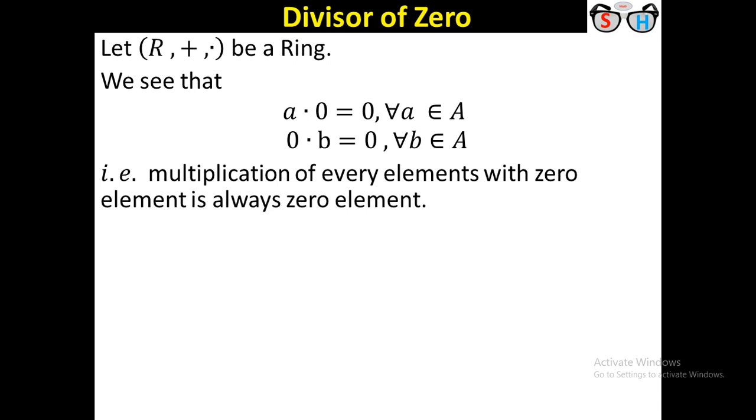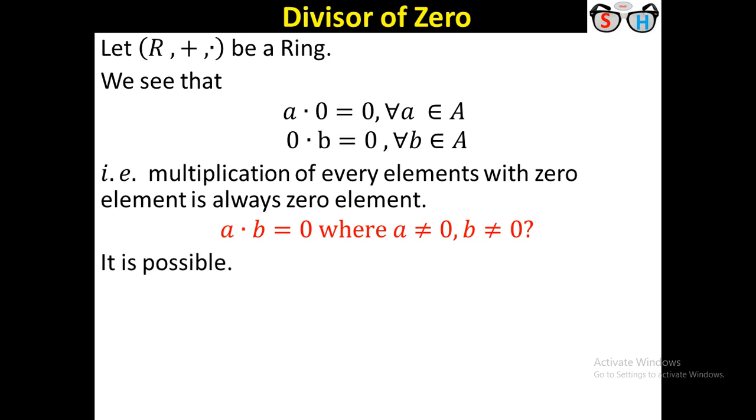Now our question is: is it possible to get 0 as the value of multiplication when we consider two non-zero elements? That is, a dot b equal to 0 where a and b are non-zero. Is it possible? The answer is yes, it is possible.